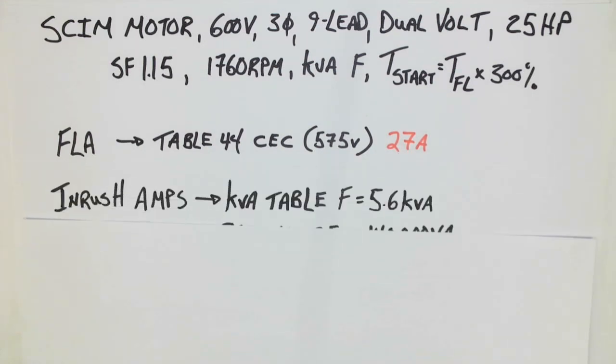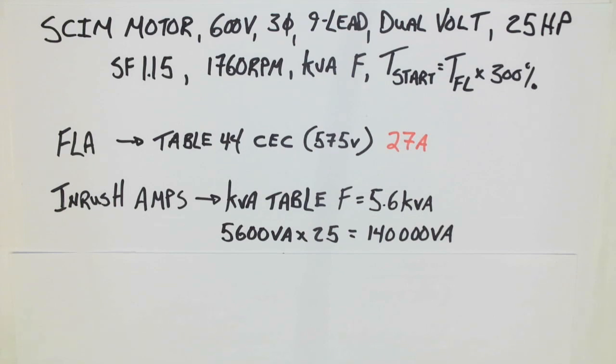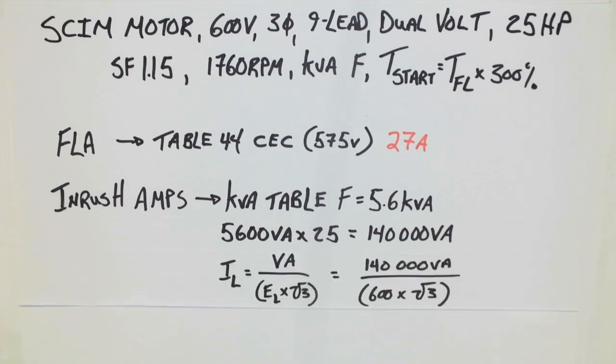The next item we're going to look at is the inrush current. The inrush current is based on the kVA code, in this case, kVA code F. F in the NEMA table represents 5.6 kVA per horsepower. If we then take this value and multiply it out, we end up with a total of 140,000 VA that's required for the motor at start. After doing a basic three-phase calculation for line current value, we come out with a total inrush line current of 134.71 amps.